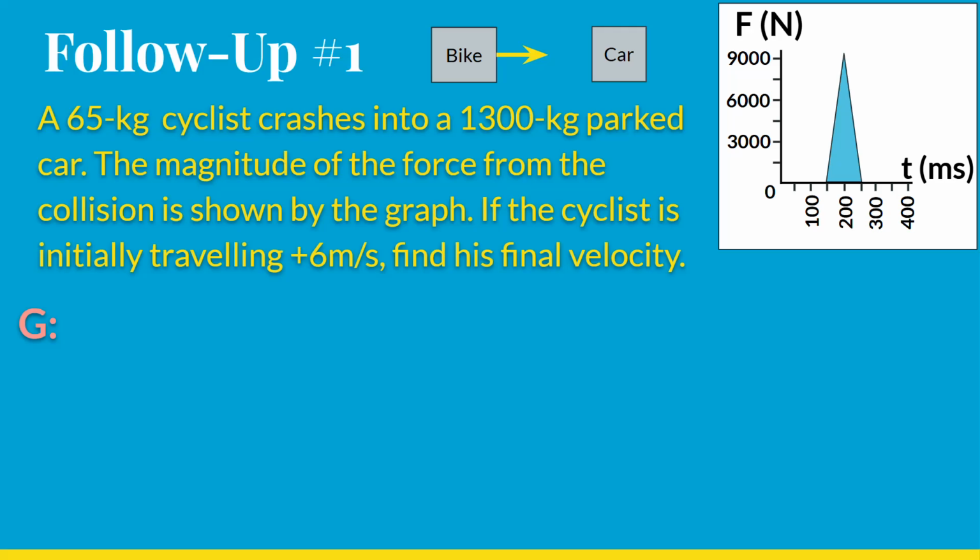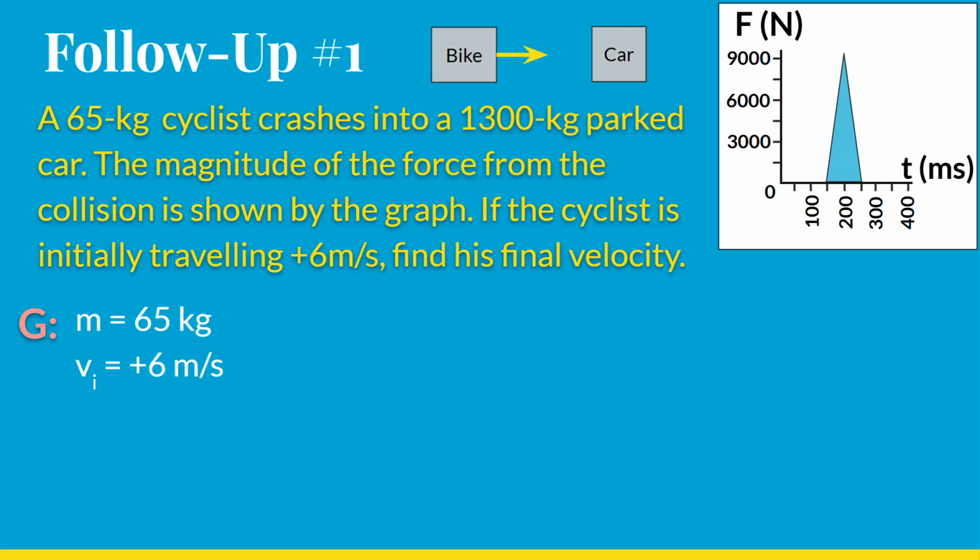Okay, so let's go ahead and label our given information. We know that we have a 65 kilogram cyclist, so we know his mass. I don't really care about the mass of the car because we're dealing here with just the cyclist's final velocity, so I'm not going to worry about the car's mass, but it is in the question in the event that I need to go back and pull it later. Okay, the next thing that I'm going to label is the initial velocity of the cyclist as positive 6 meters per second, which is in the question.